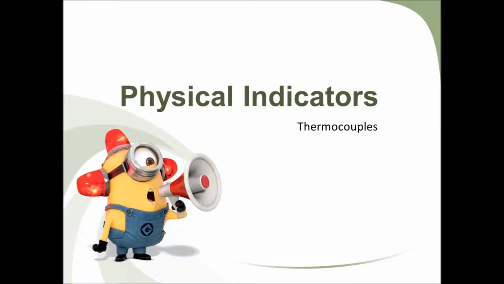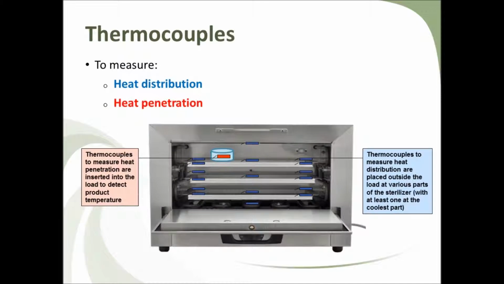Thermocouples are used to measure temperature as they are able to withstand the extreme conditions within the sterilizer. Thermocouples are used to measure heat distribution and heat penetration. To measure heat distribution, thermocouples are placed outside the load and at various parts of the sterilizer, as represented by the blue bars. At least one thermocouple should be placed at the coolest part of the sterilizer to ensure that it reaches the desired temperature. To measure heat penetration, thermocouples are inserted into the load to detect the product temperature, and this is represented by the red bar. During the sterilization process, the temperature is taken with each sterilization cycle and recorded in a chart.